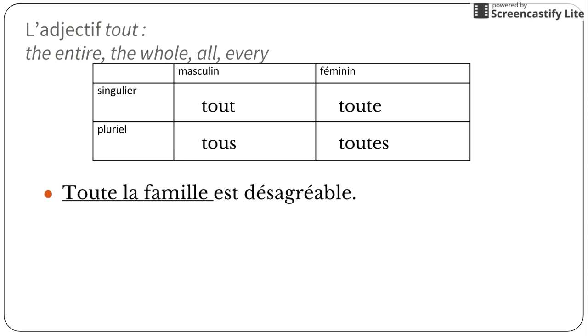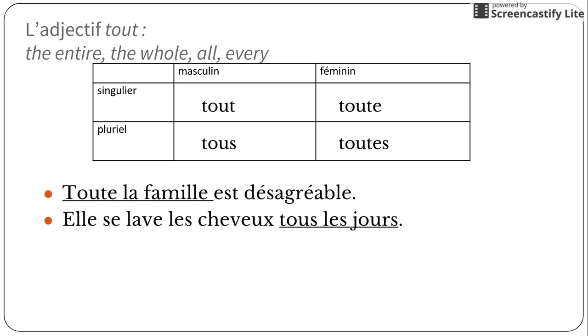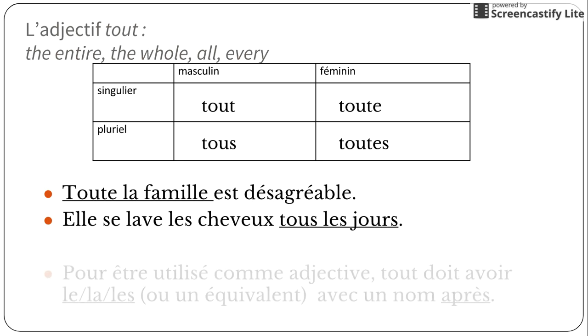We have a couple example sentences where we have the word tout. Toute la famille. The word famille is feminine and singular. Tous les jours, the word jour is masculine and plural. We see that this adjective is put before the noun.